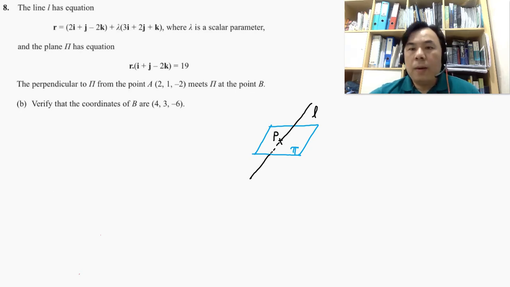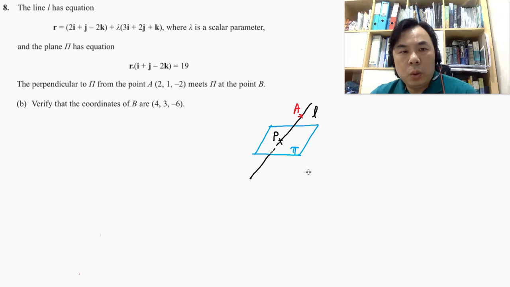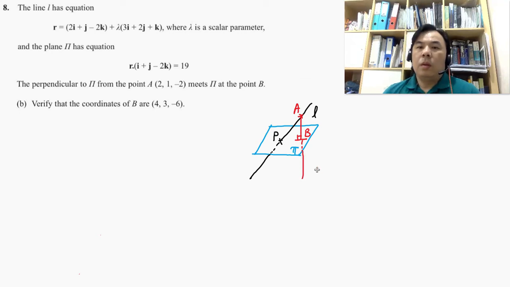Now let me indicate where this point is located. You can see that position vector A, 2, 1, negative 2, is actually found on the line here. So this is actually A. And then the perpendicular line to plane pi from A meets the plane pi at point B. So the line meets this plane perpendicularly at this point here, B. Generally that's how it looks. You can represent it based on your perspective.